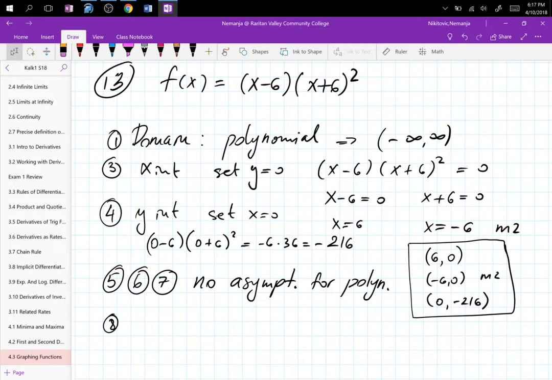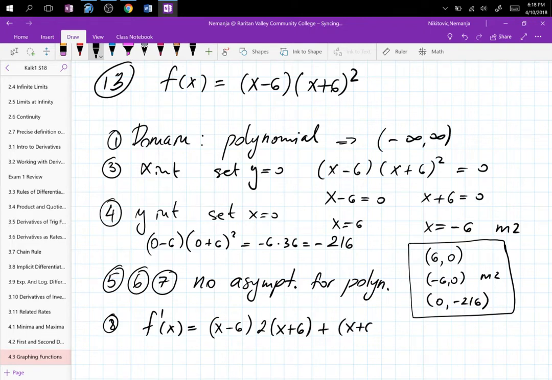Now, for the first derivative, in this case, you can do logarithmic differentiation, or you can do the product rule. It doesn't matter. We can do the product rule. You have to find the derivative, and you have to have it in factored form because you will be setting it equal to 0 for the first derivative test, right? So copy the first, x minus 6, times the derivative of the second, which is 2 times x plus 6, plus copy the second, x plus 6 squared, times the derivative of the first, which is 1.